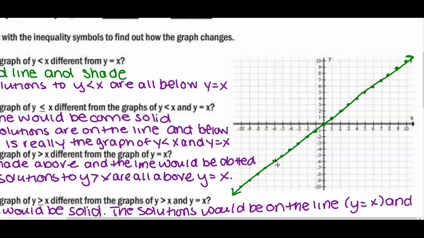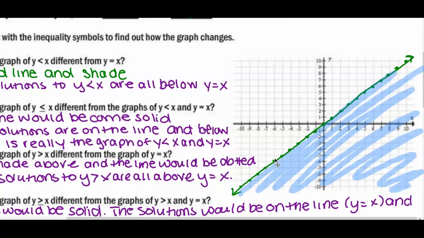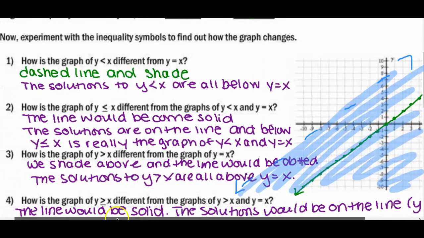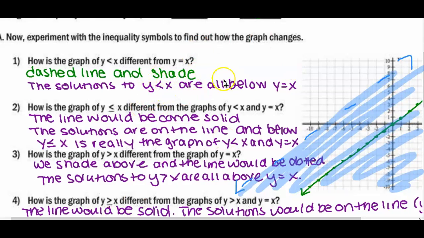If I gave you the graph y less than x, so you don't have to shade, I'm just going to shade up here. That would be like shading below the line. So how does the green line and shading below that line, how are they different? What could you say is different? Well, the difference is coming from where the solutions are. The solutions for y less than x are all the shaded blue points below y equals x. The solutions to y less than x would be all the shaded blue points less than y equals x.